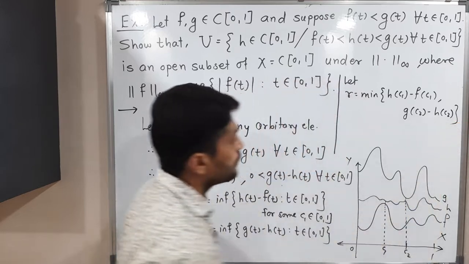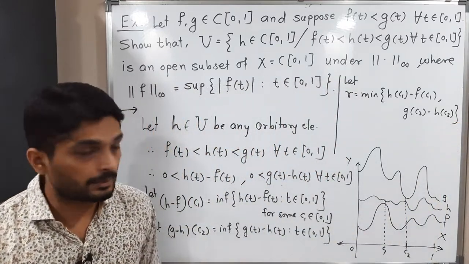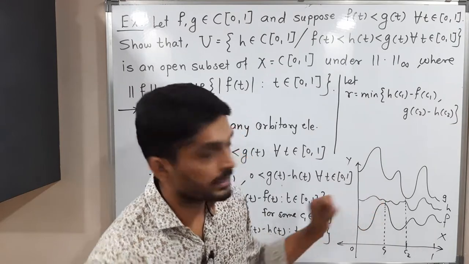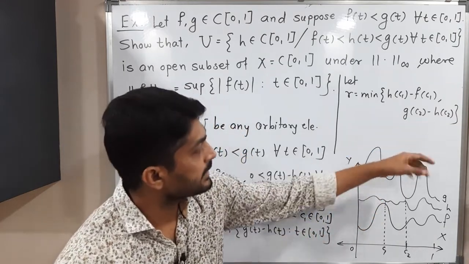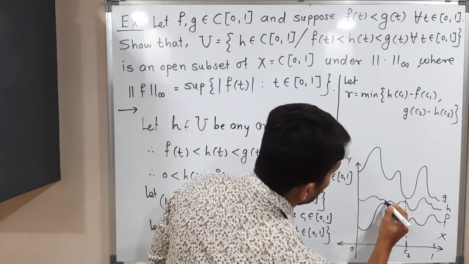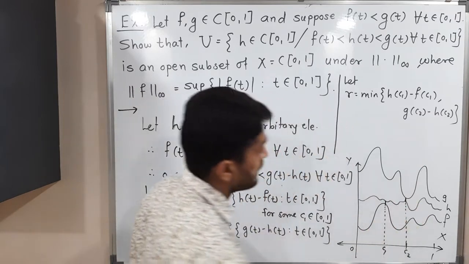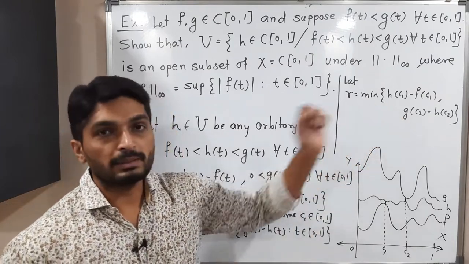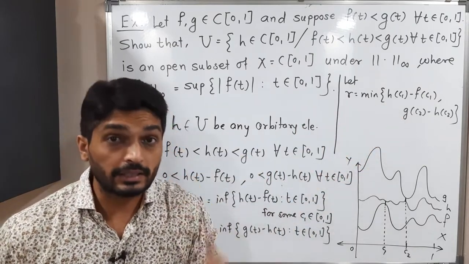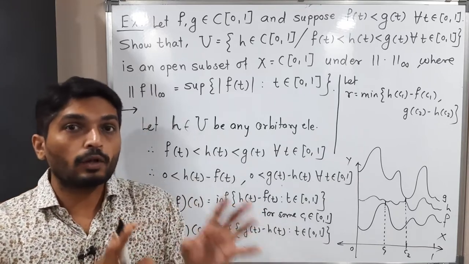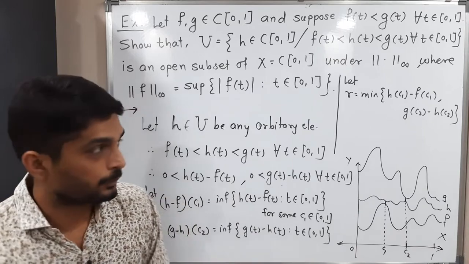See, I will tell you geometrically what we are getting. h of c1 minus f of c1 means this difference, and g of c2 minus h of c2 means this difference. Okay, I will highlight it. So we get this difference and this difference. What will be the minimum value out of these two? That is nothing but our radius.